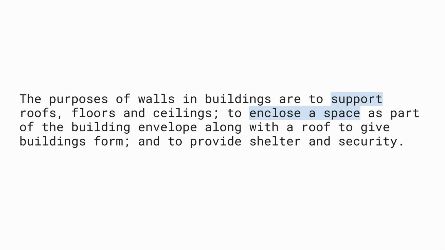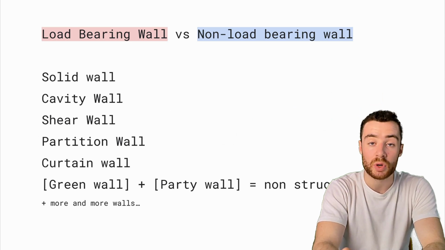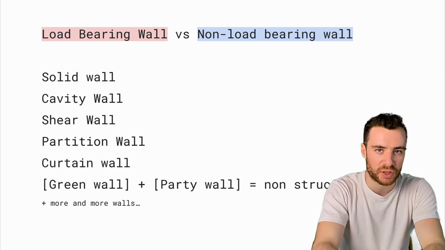Now we'll be jumping into the category of walls. The purposes of walls in buildings are to support roofs, floors and ceilings, to enclose a space as part of a building envelope along with a roof to give a building's form, and to provide shelter and security. We'll be looking at 2 categories of walls, load-bearing walls and non-load-bearing walls, such as solid walls, cavity walls, shear walls, partition walls, skirting walls, but we'll skip over green walls and party walls.